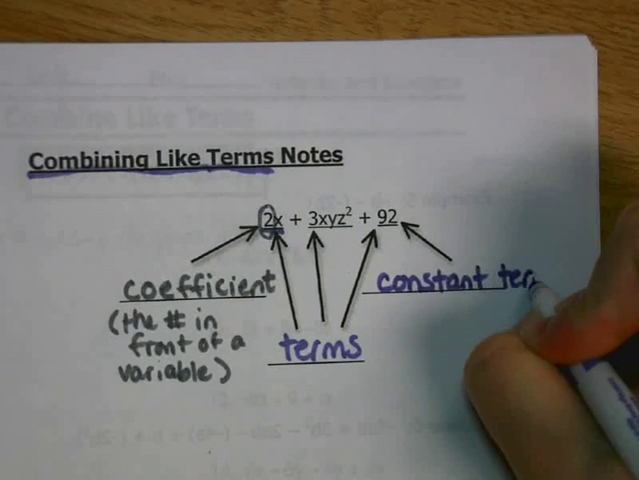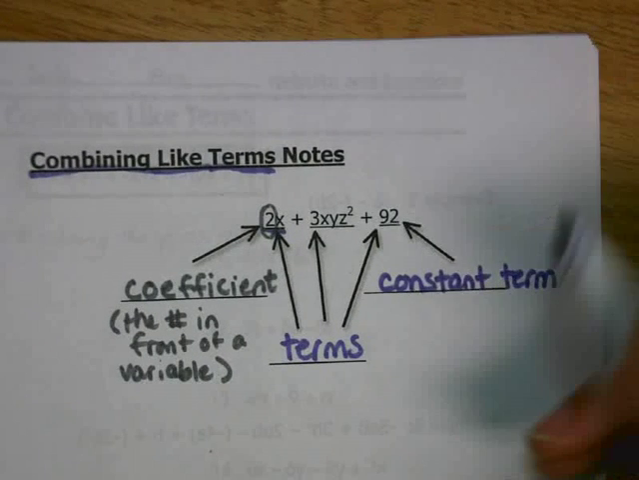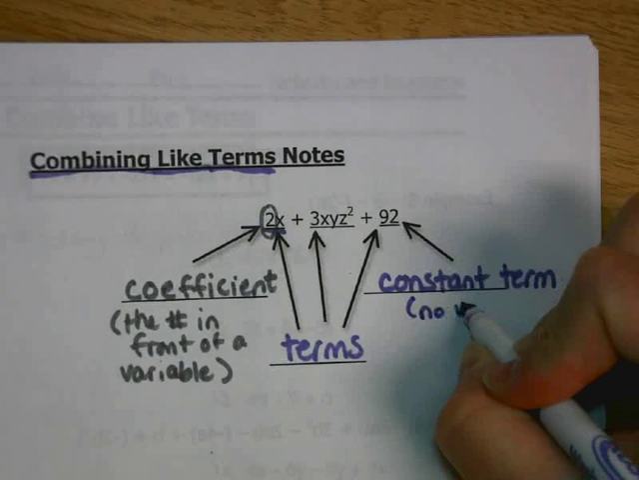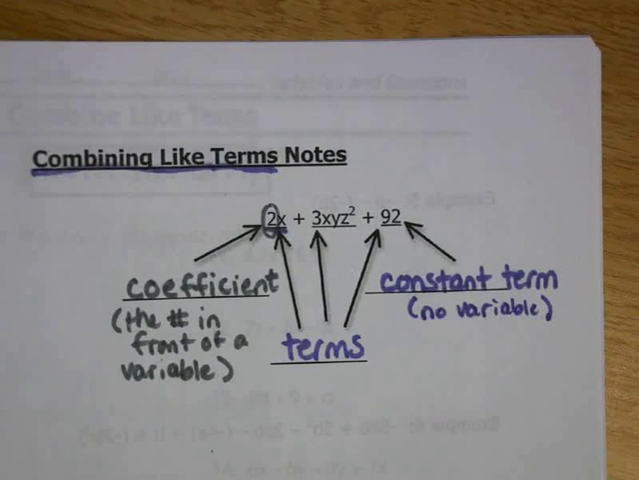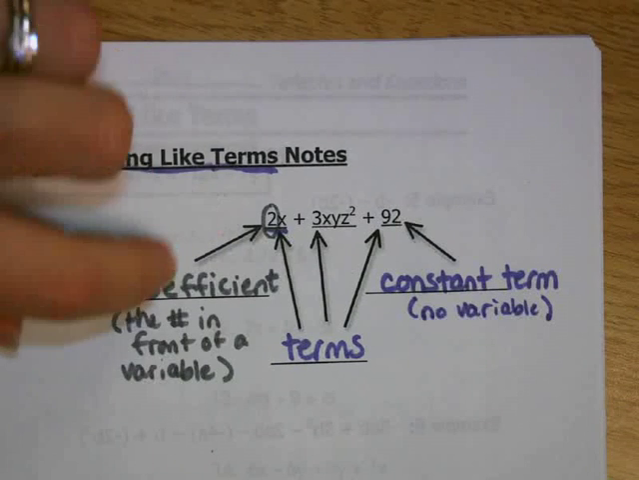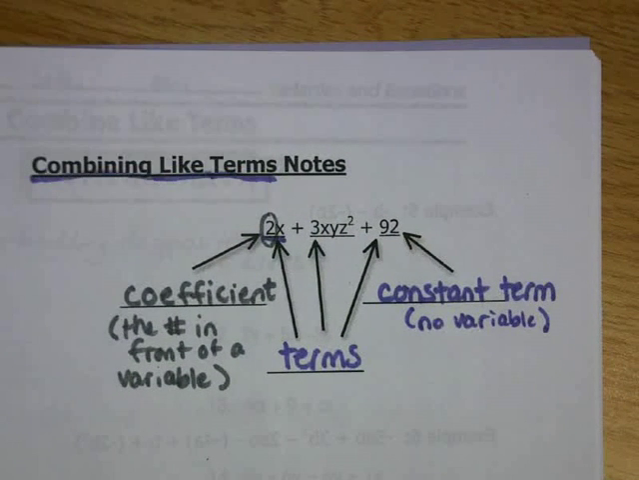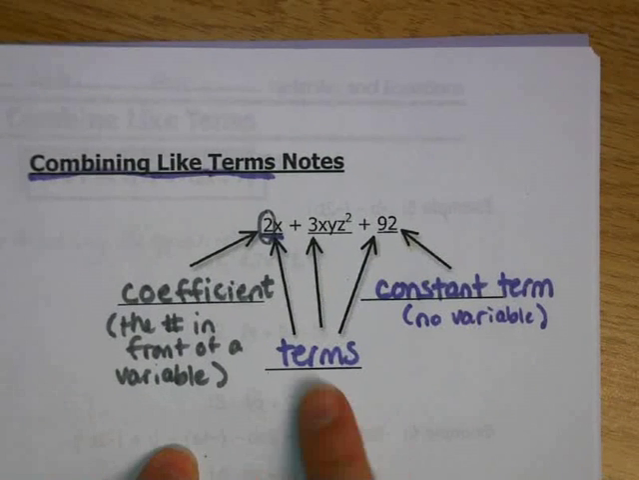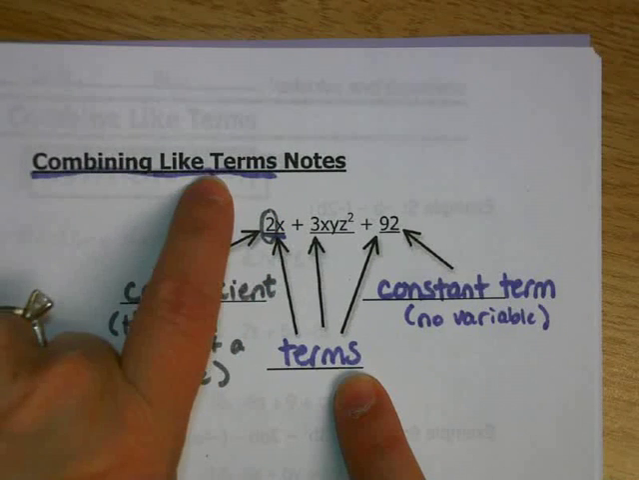Have you heard that before, a constant in math? I know you've used them in science before, something that remains the same in an experiment. A constant term is one with no variable. So you have 2 C words here that you need to remember. Coefficient, the number in front of a variable, and the constant term, which is a term with no variable in it. Now that we know these words, let's see how we can use them to talk about like terms.